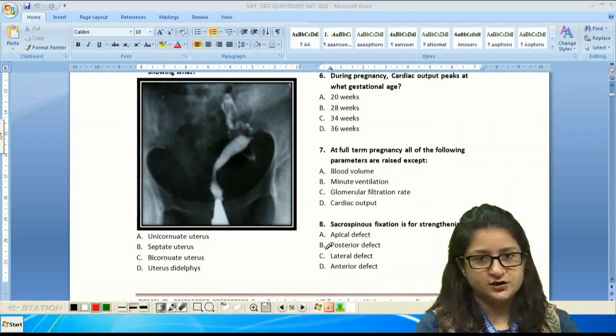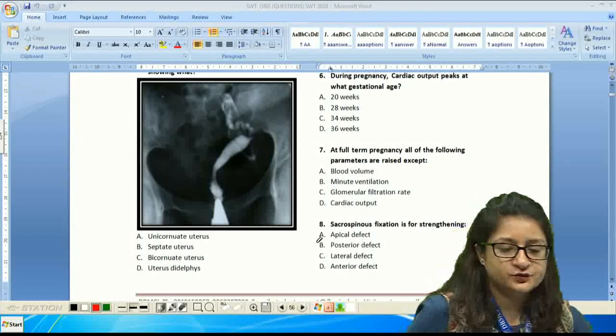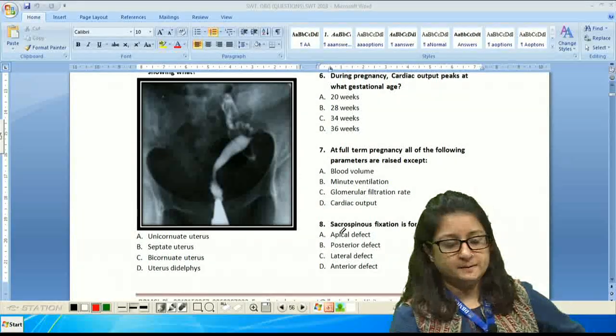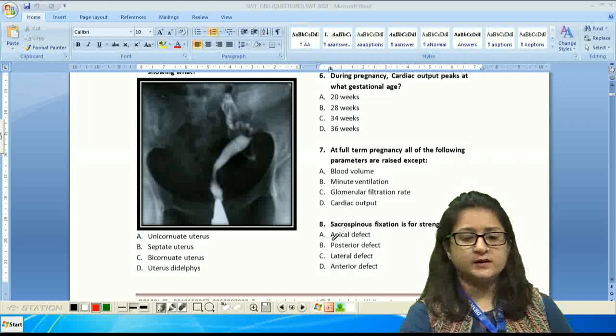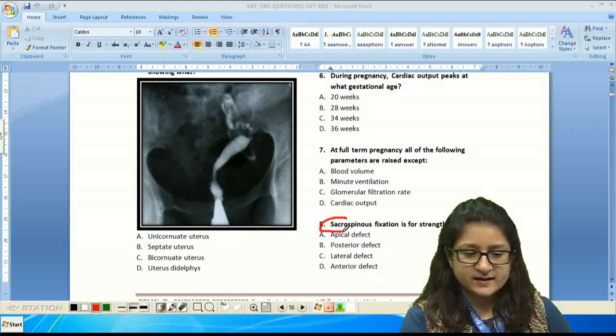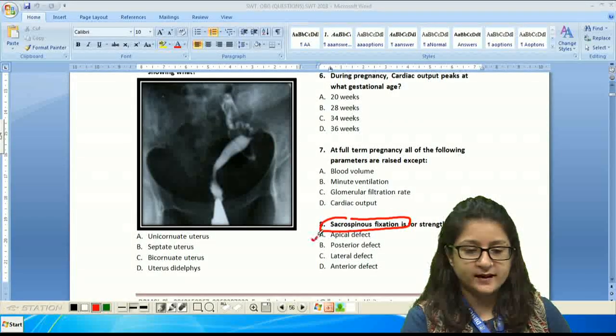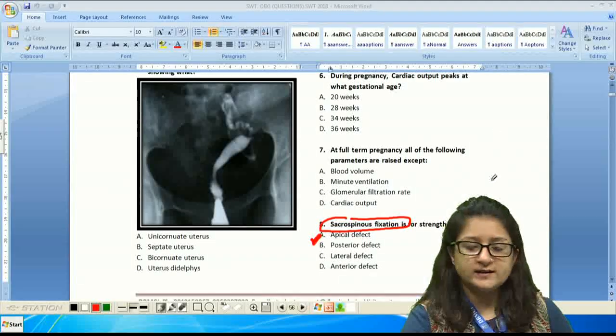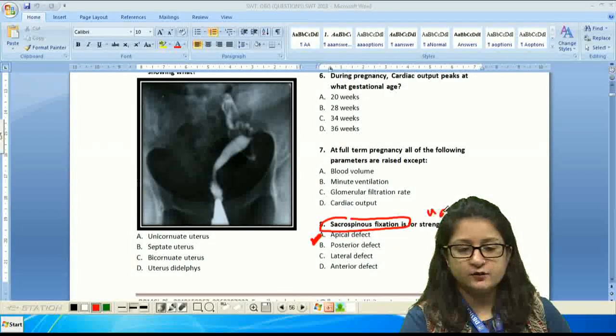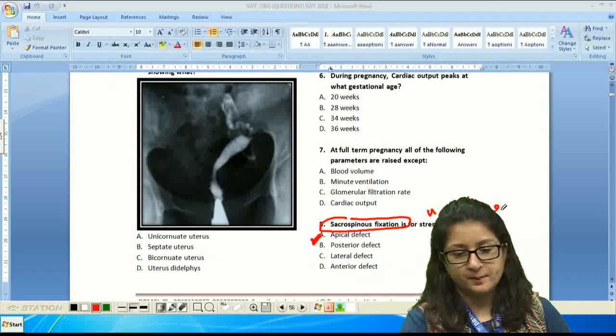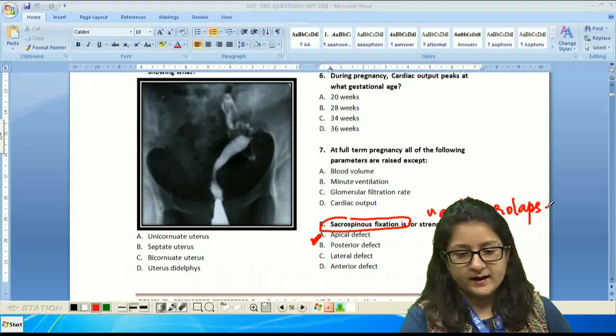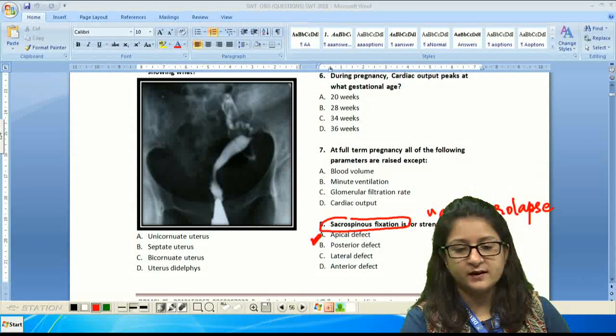They are defects in the endopelvic connective tissue fascia that is surrounding the genital organs. And so sacrospinous fixation is for strengthening the apical defect. It is a surgery done for vault prolapse. It can also be done for strengthening or suspension of the vault.